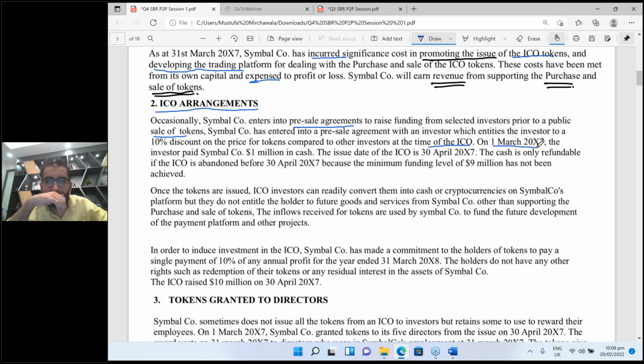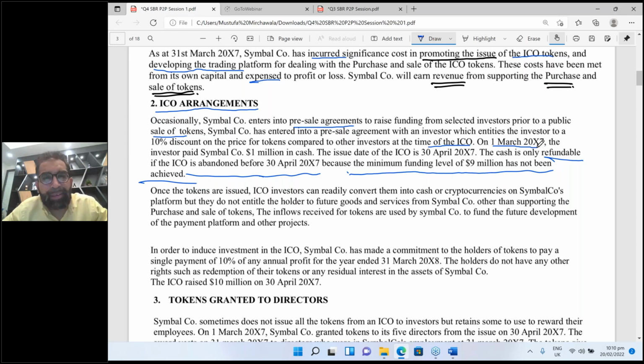Now the issue date of the ICO is 30th April X7. That means after 1 month of the accounting period end. The issue date is after 1 month of the accounting period end date. The cash is only refundable if the ICO is abandoned before 30th April X7, because the minimum funding level of 9 million has not been achieved.